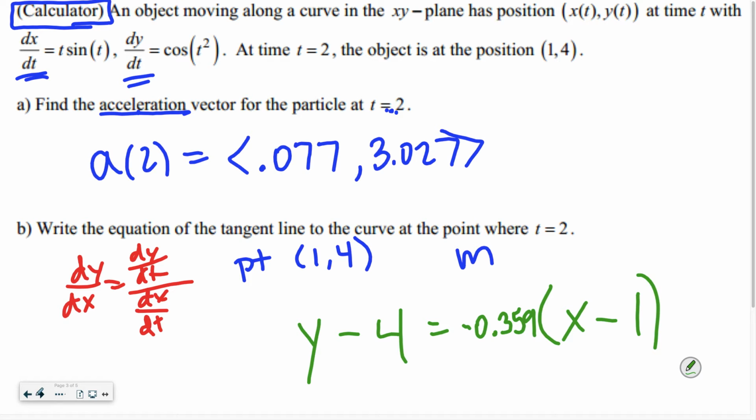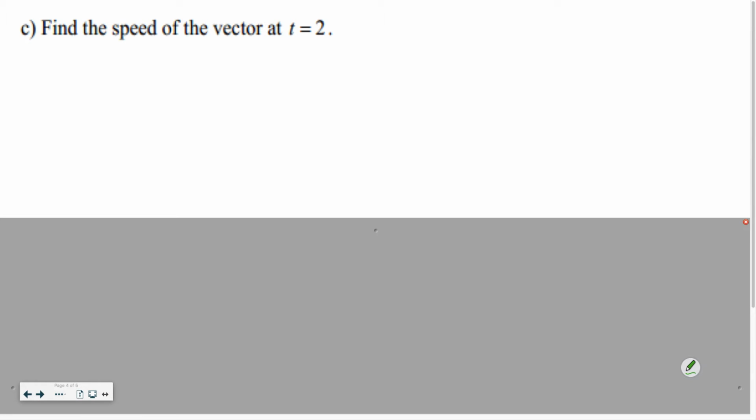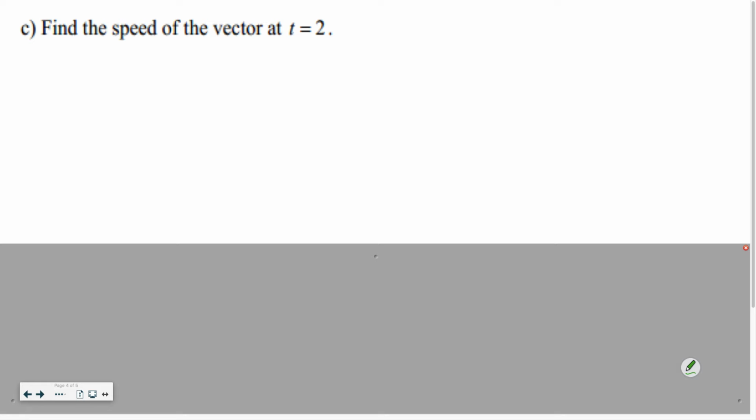Okay, next. We would like the speed at t equals 2. So in your notes, write speed at t equals 2.